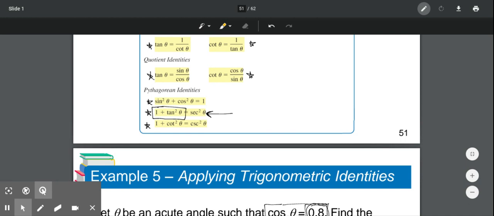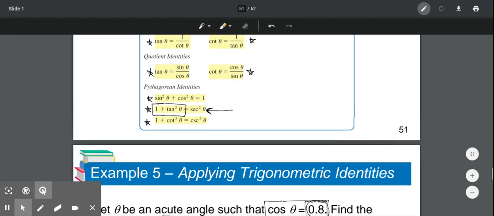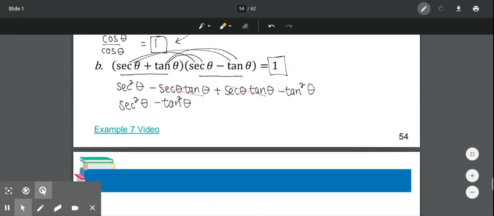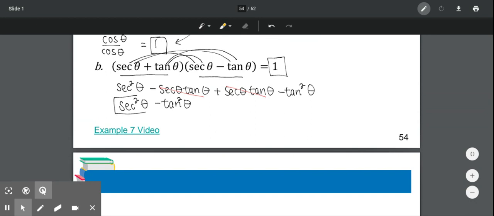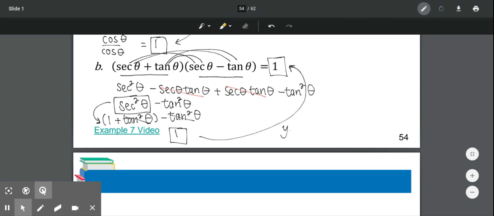So what I'm going to do is, in for my secant squared, I'm going to substitute a 1 plus tangent squared. So in for this, I'm going to change that to 1 plus tangent squared because that was one of my identities. And then I'm going to subtract tangent squared. Okay, so this part right here was just substituted in for that from your identities. Your positive tangent and your negative tangent are 0, and you're left with 1. And remember, if we go back to the beginning, we wanted our left side to be 1, so we can be excited about that and say, yep.